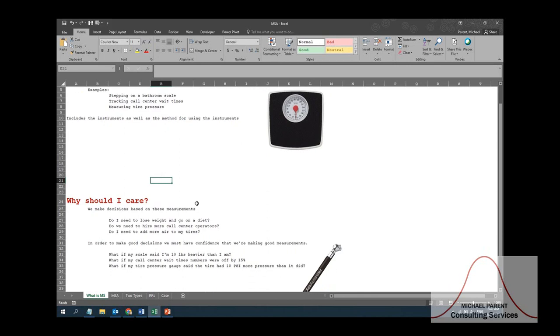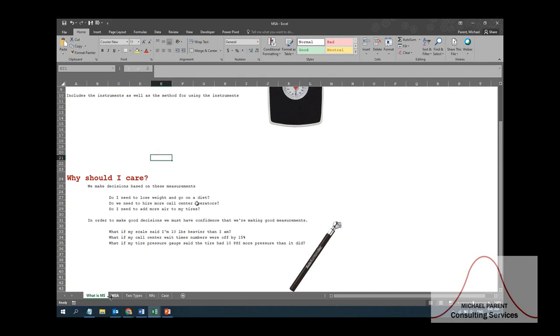We care about this because if our measurement system is not good, or if it's really variable relative to the measurements we're taking, we can make really bad decisions, or we can have false confidence in the things that we think we know, even though we don't, because there's so much error, there's so much variation in our measurement system.